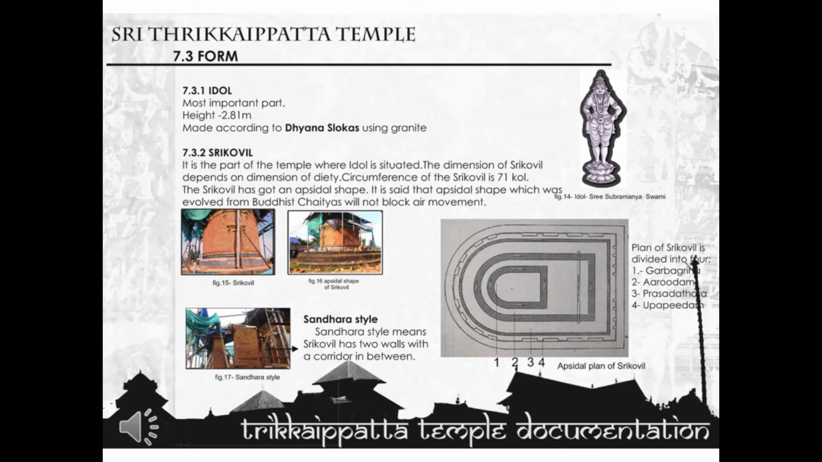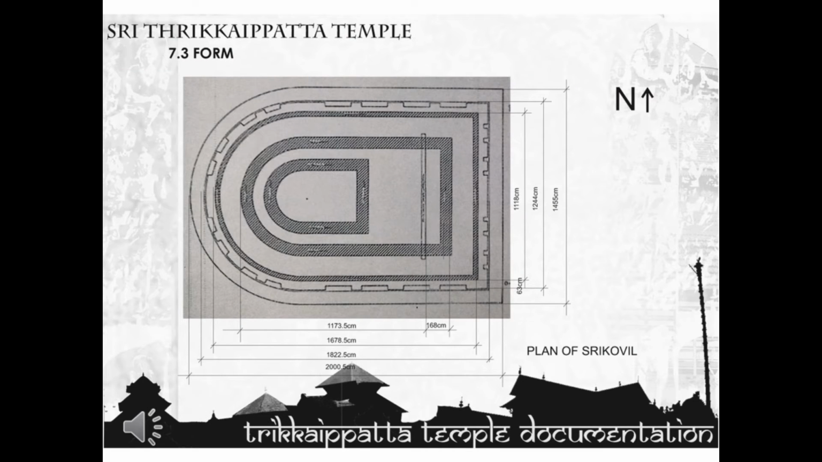And here is the plan of Sri Kovil, which is divided into 4. First one Garbhagriha, second one Arudam, third Prasadara, fourth Upapidam. This is the plan of the Sri Kovil, which measures approximately 20,000 centimeter by 14,500 centimeter.